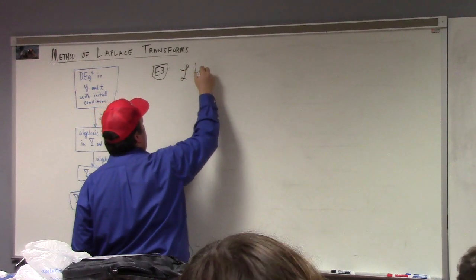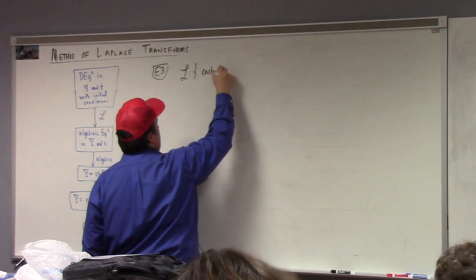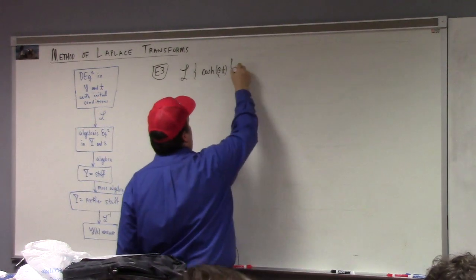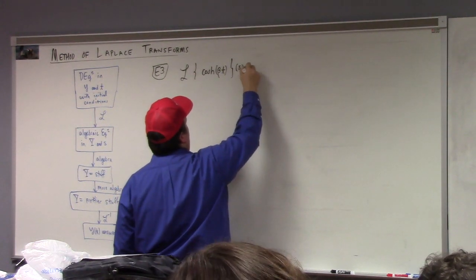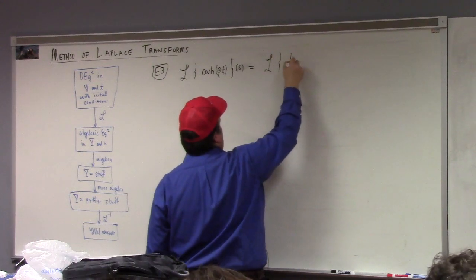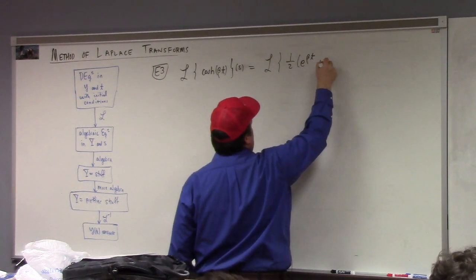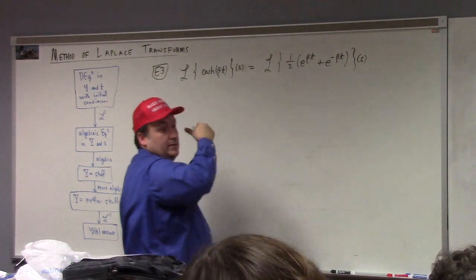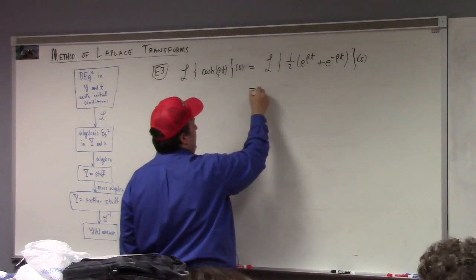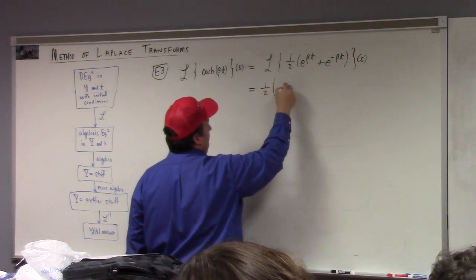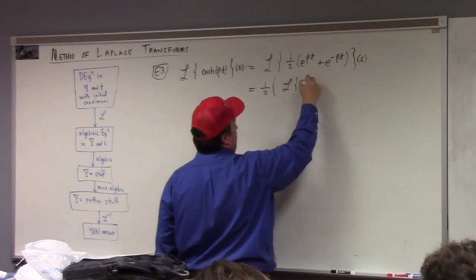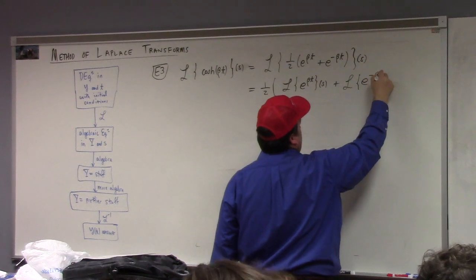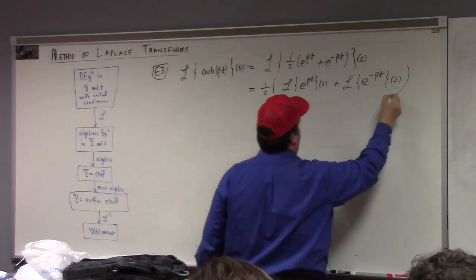What's the Laplace transform of, let's say, cosh beta t? This would be what? The Laplace transform of 1/2 (e to the beta t plus e to the minus beta t), right? But we already know the Laplace transform is linear. We can pull the half out, right? And then we've got the Laplace transform of e to the beta t plus the Laplace transform of e to the minus beta t, right? And how's that?